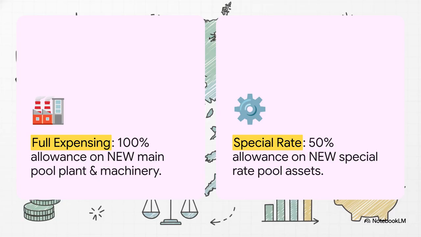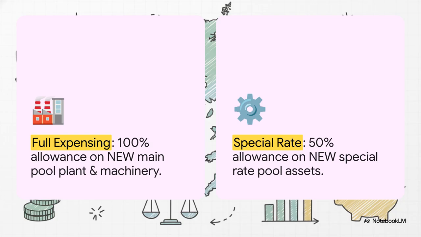You basically have two main options when it comes to new assets. On one hand, you have full expensing, which gives you a 100% first-year allowance on new main pool plant and machinery, though keep in mind that's strictly for companies. Contrast that with the special rate first-year allowance. That gives you 50% on new special rate pool assets, things like long-life assets or integral features.